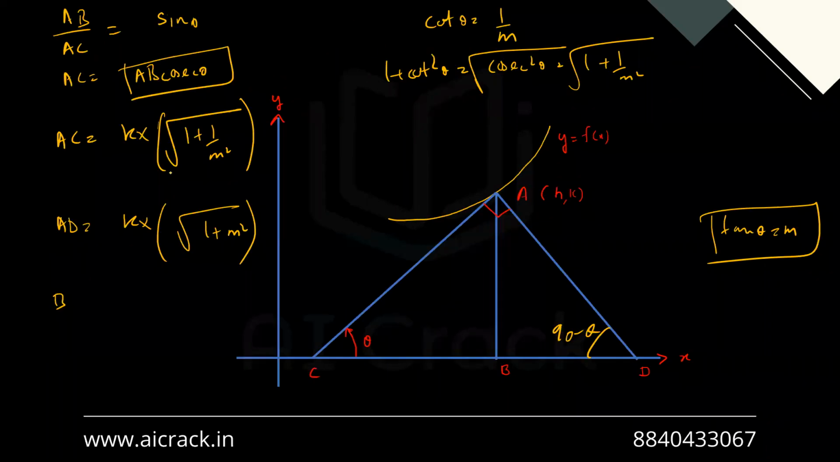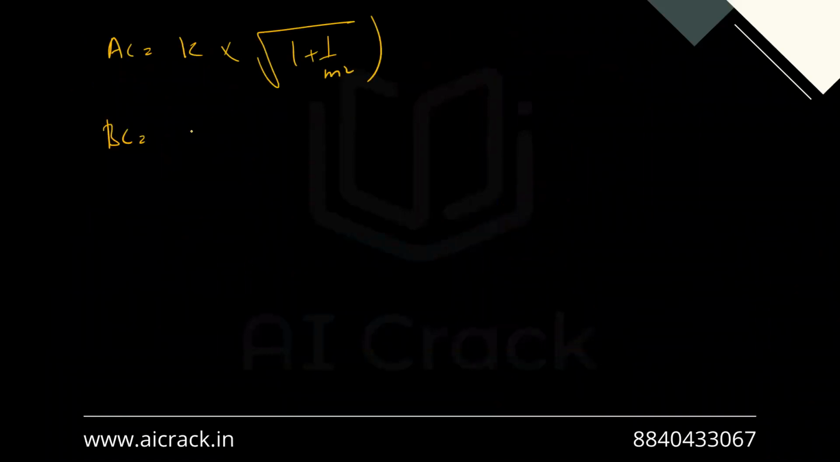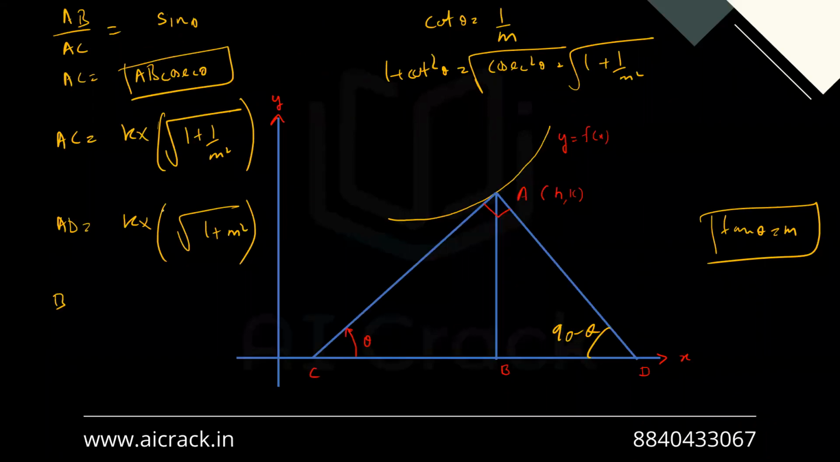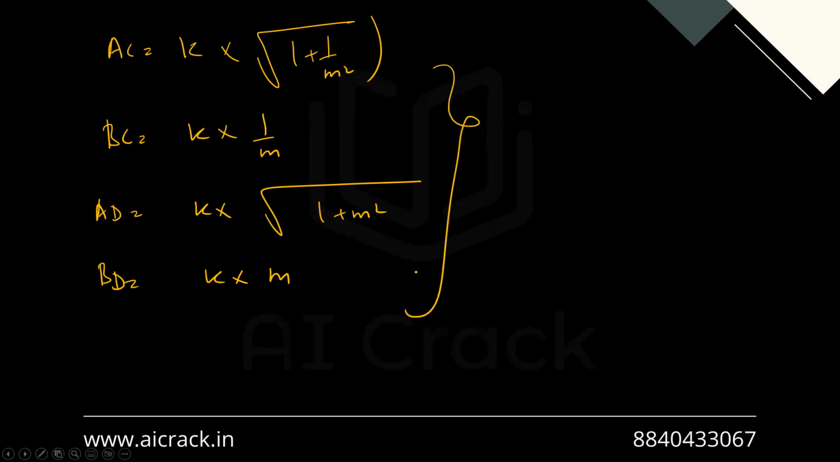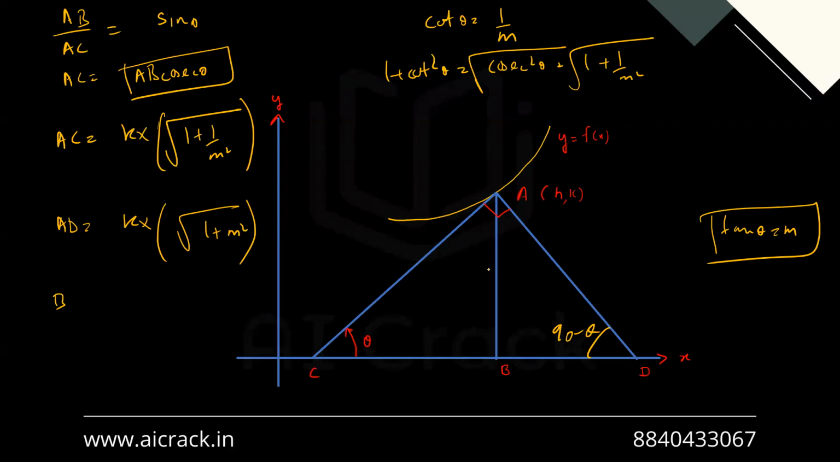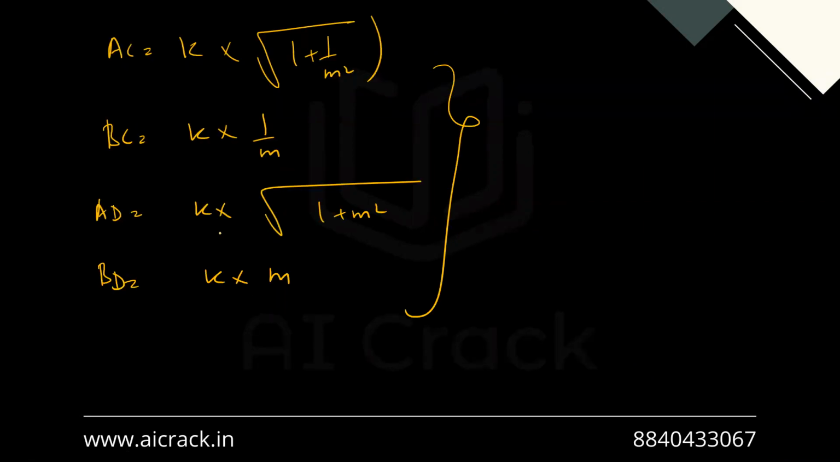We have got AC equals k times under root 1 plus 1 by m square. BC equals k into 1 by m. AD equals k into under root 1 plus m square. And BD equals k times m. So these are the four formulas you have to remember. Or else you can just understand the derivation, how to calculate these. If you're comfortable with that, you can derive these formulas in a matter of minutes, right? So either you can remember it or you can derive it. Both ways are fine in the PGDB examination.